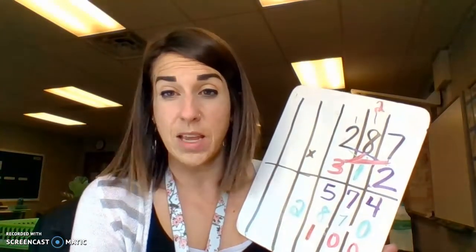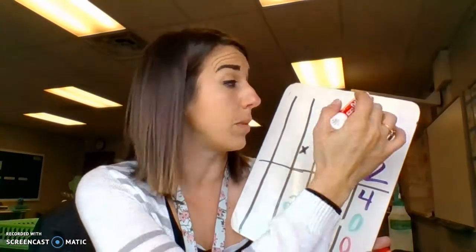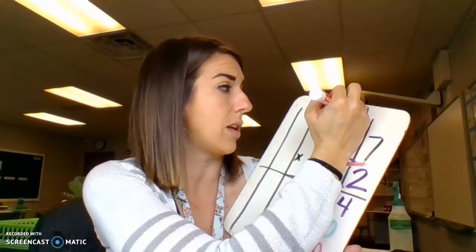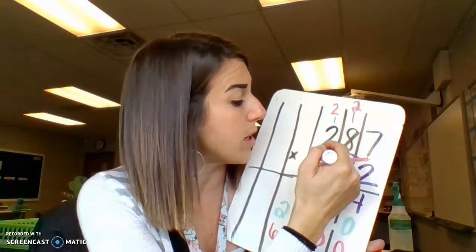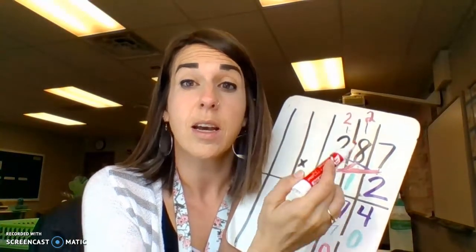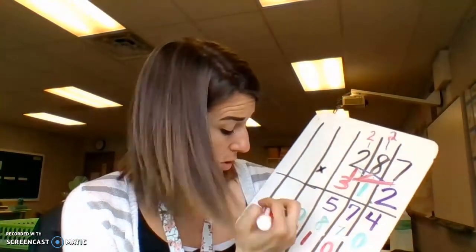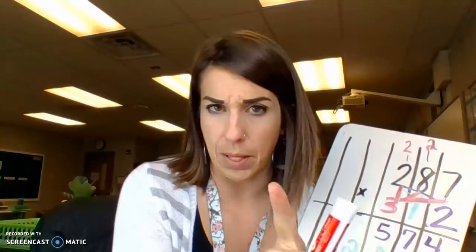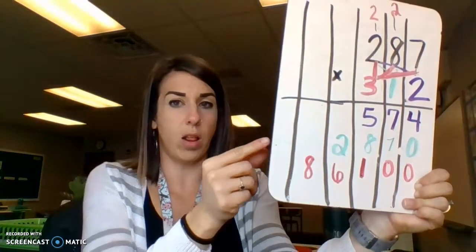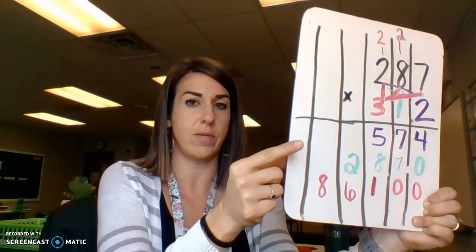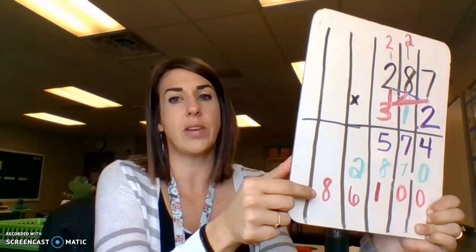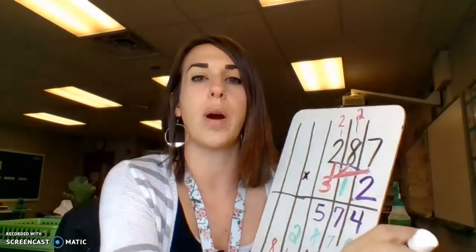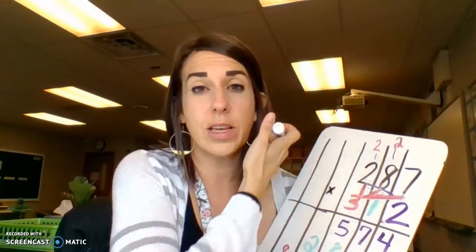Then I'm going to do 3 times 8. 3 times 8 is 24. Plus 2 is 26. So I'm going to put the 6 down here, carry the 2. Then I'm going to do 3 times 2. 3 times 2 is 6. Plus 2 is 8. So I'm going to put the 8 in this column. Now I'm done multiplying. Because I have all of these partial products here, the 574, 2,870, 86,100, I now need to add those partial products together to get my final answer.